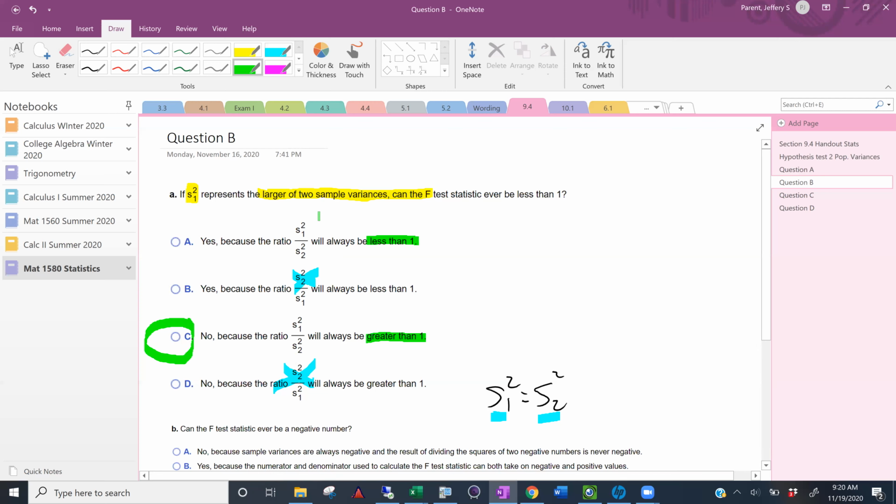But what we used to do is peek at the data and make sure that the numerator degree of freedom, or numerator term, was bigger than the denominator. So you'd set it up to be that way.